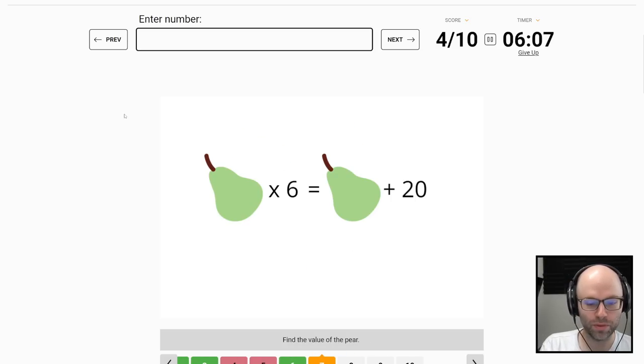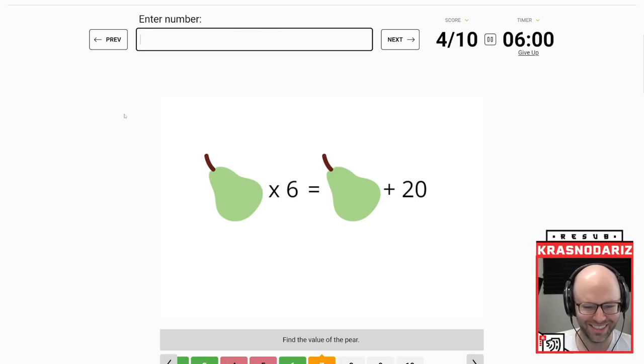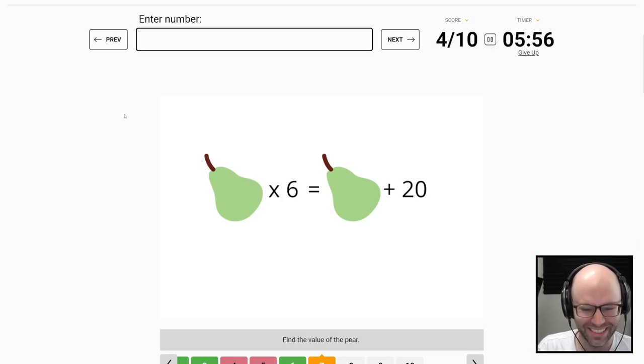Pear times 6 equals pear plus 20. It's so simple. I need a piece of paper, okay? Pear equals pear plus 20 divided by 6. Of course. Or pear times 6 minus 20 equals pear. So true. And then you got to reason it, okay? So there's 6 pears on one side, there's 1 pear on the other side. If we subtract 1 pear, 5 pears equals 20, which means we're dealing with 4. Ooh.